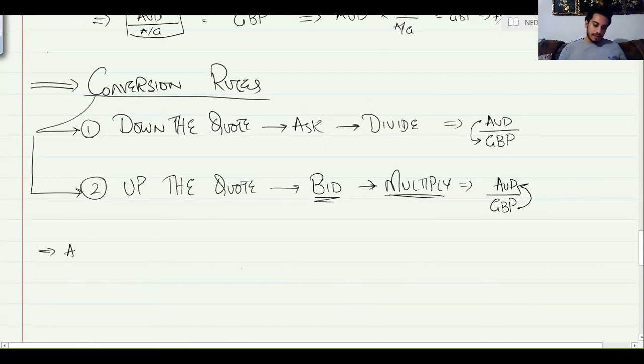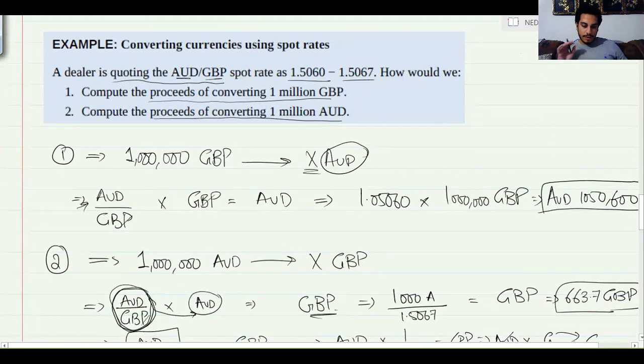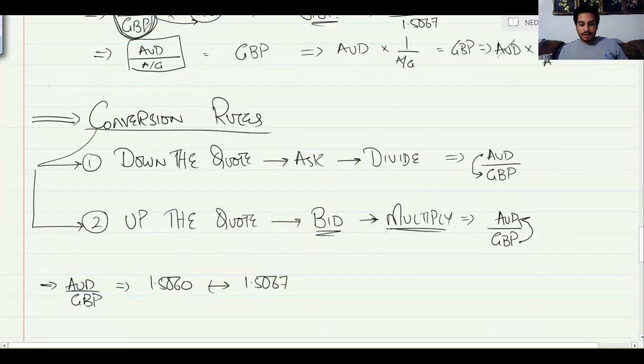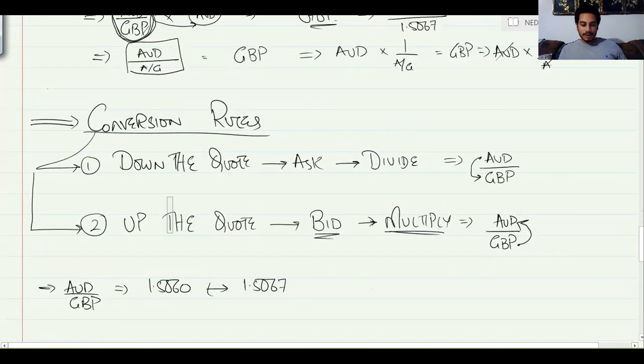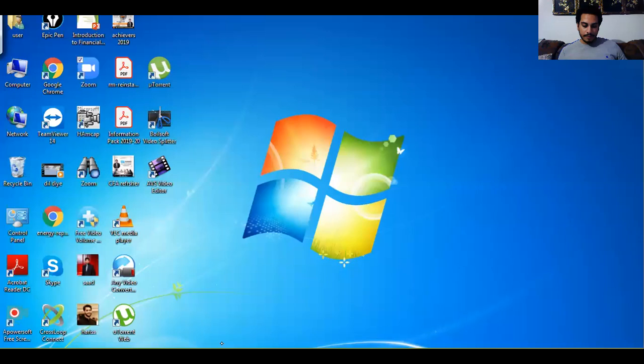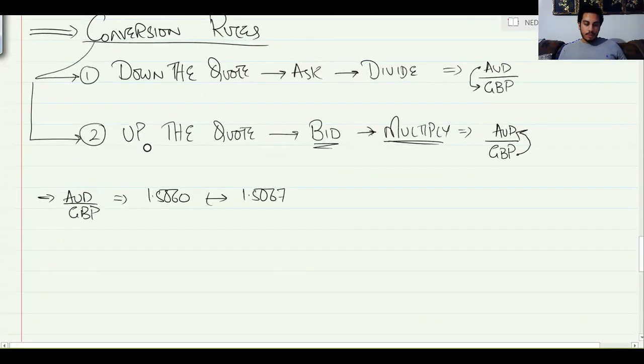So repeating that example again, let's counter check our answers. So you had 1.5060 to 1.5067. Right. So the first thing was converting 1,000 pounds. Sorry, so I'm converting 1,000 pounds. So I'm repeating the example.